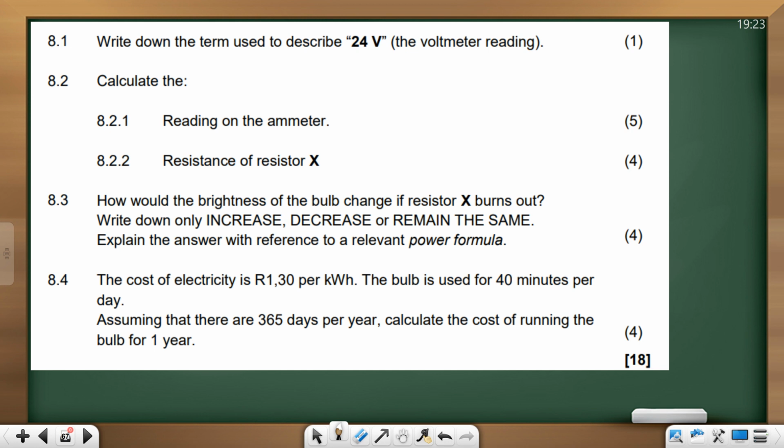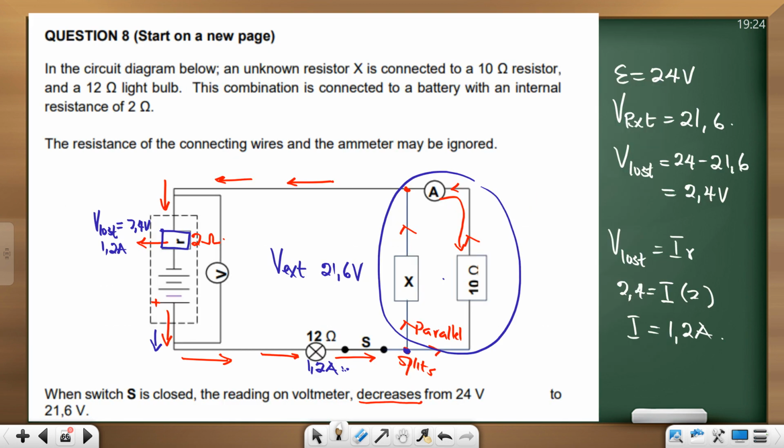All right. How would the brightness of the bulb change if... Okay, there's something I'm going to quickly teach you here. But let's see first. How would the brightness of the light bulb change if resistor X burns out? Explain your answer with relevant power formula. Okay, let's check. What do you think will happen if X burns out? Let's discuss. When X burns out, it means it's no longer working. What do you think will happen?